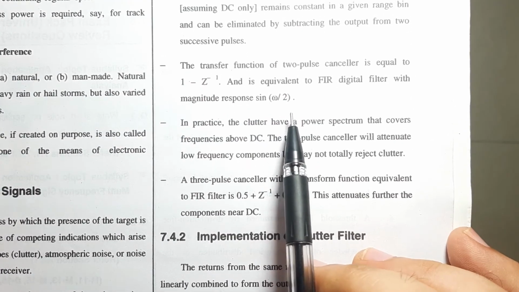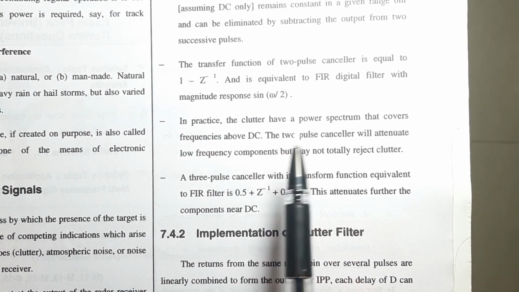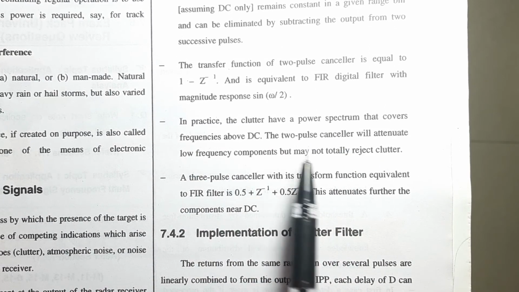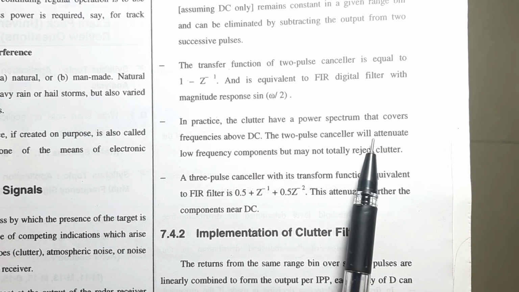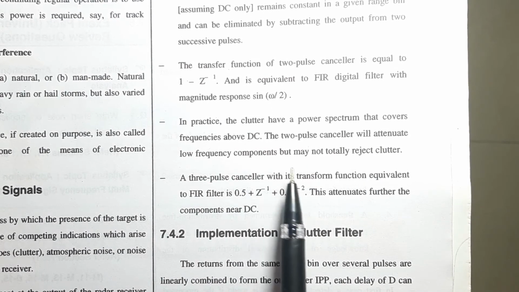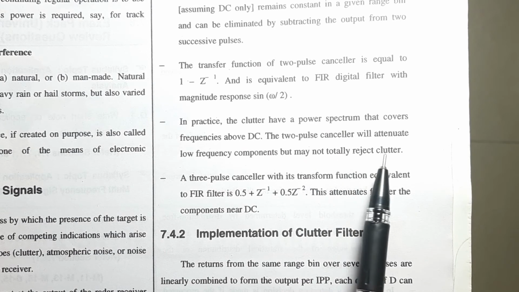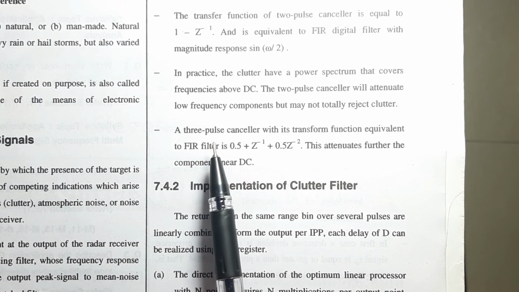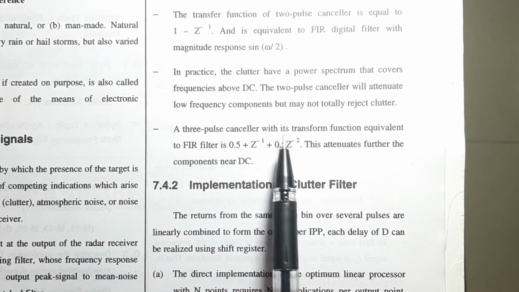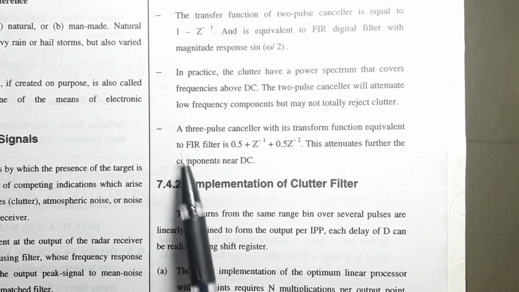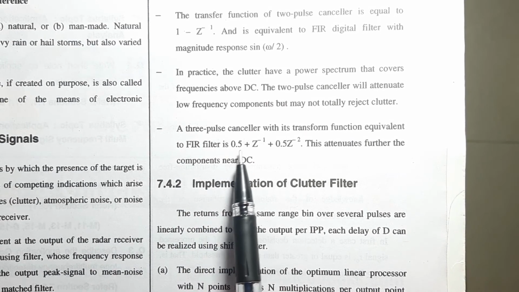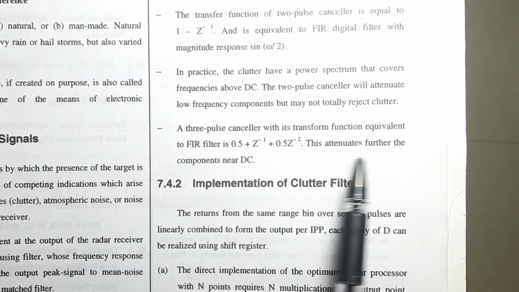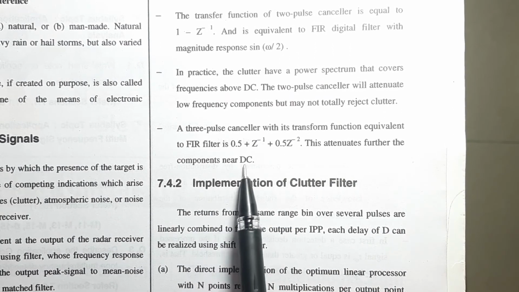Now, in practice, the clutter has a power spectrum or power range that covers frequencies above DC. The two pulse canceller will attenuate low frequency components but may not totally reject clutter. Now, a three pulse canceller with its transfer function equivalent to an FIR filter is, for example, 0.5 plus z raised to minus 1 plus 0.5 z raised to minus 2. This attenuates further the components near your DC signal.